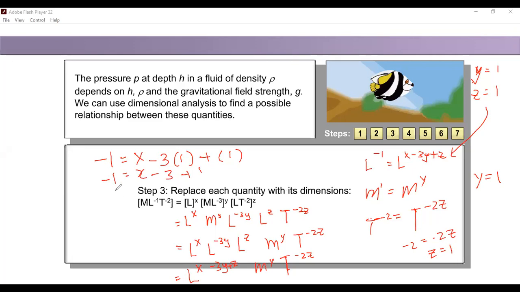Put the negative 2 on the other side, 2. That means X minus 1. X is equal to 1, right? So we get that X equal to 1. So from here, at the end, we get X, Y, Z equal to 1. That means we put back to the formula. The formula said just now, P equal to hash rho G. X is equal to 1, Y equal to 1, Z equal to 1. So P equal to hash rho G is the correct formula. This is how we do it.